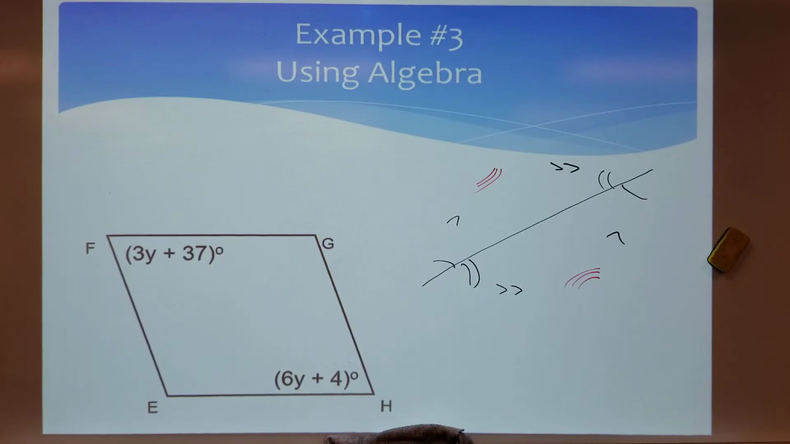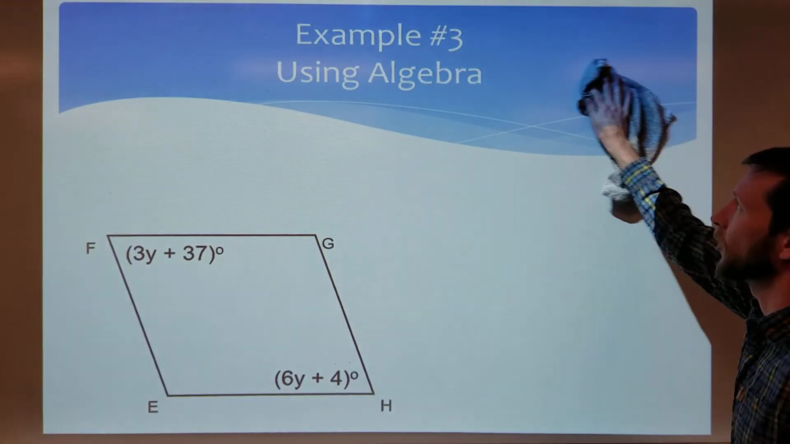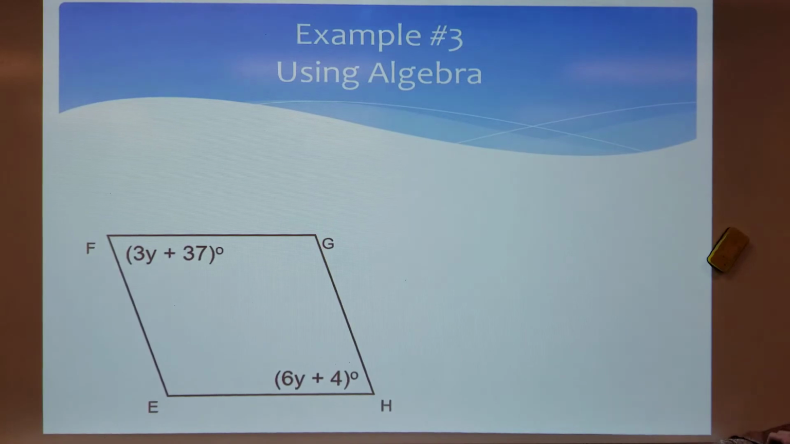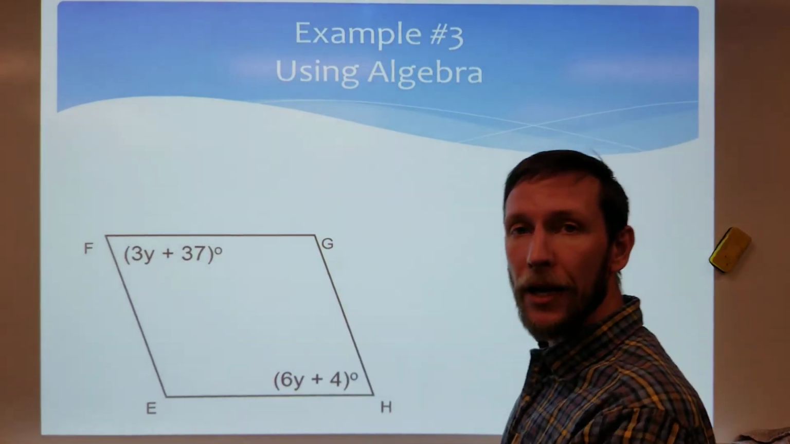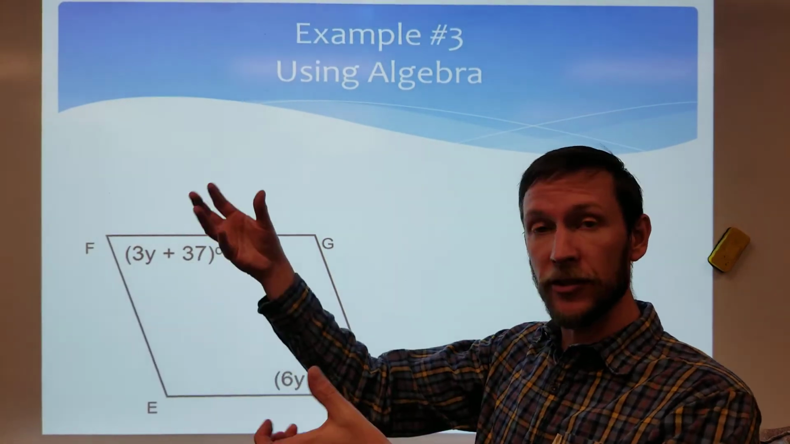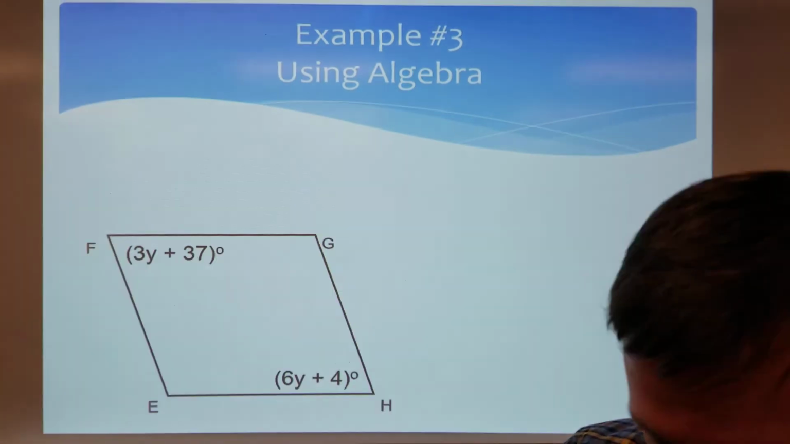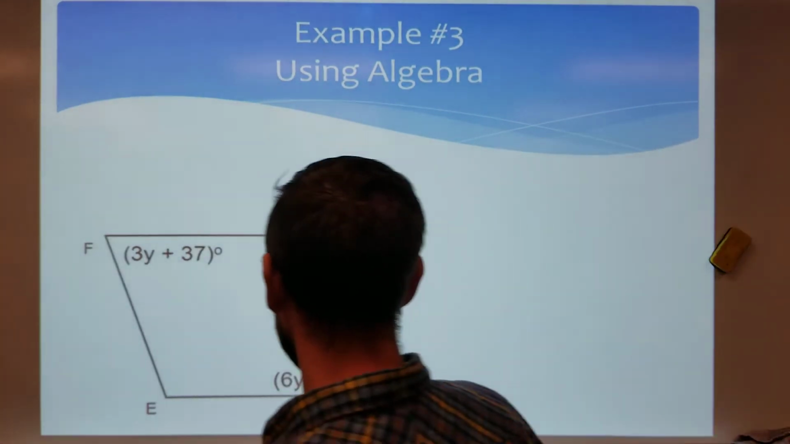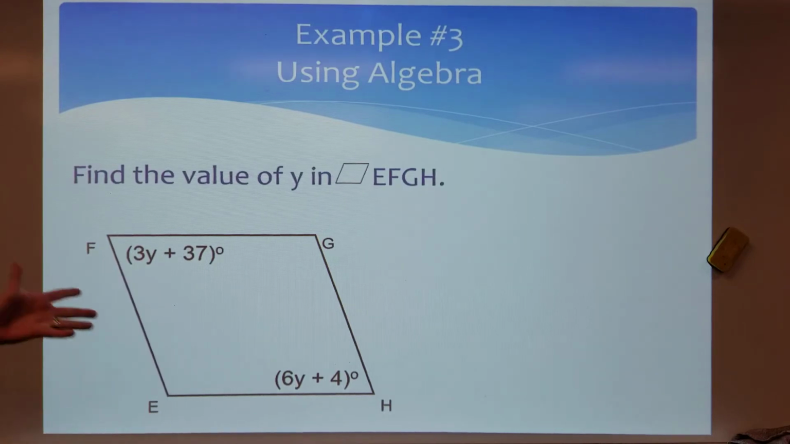But of course, we want to be able to use that. We're going to be using this to create algebraic equations, all right? That's the name of the game in this unit: let's understand the properties so that we can apply those properties. If we've got congruent sides, then set their lengths equal to each other. If we've got congruent angles, then set their measures equal to each other. And this, let's make this as easy as possible. This is a parallelogram, supposedly, and so we're going to find the value of y here.